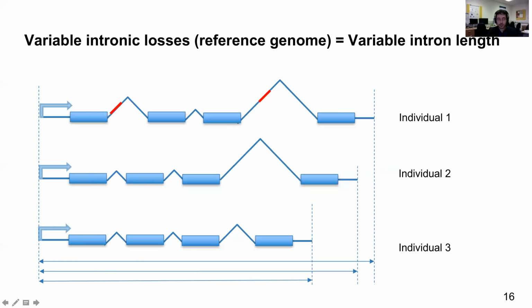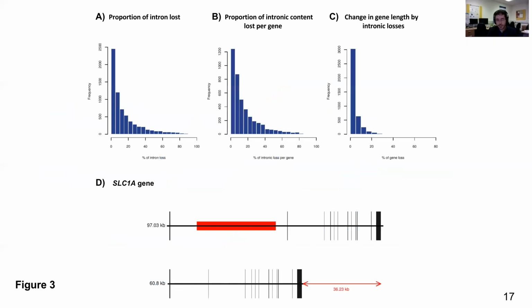And we wonder what consequences this may have, if any, in the population. So we characterize, this is summarized in figure 3 a little bit, what's the proportion of the intron that can be lost. And you can see that there are introns that more than 50% of the intron can be lost here in panel A. And if you see panel C, this will be the effective change in gene length by intronic losses. So some genes may lose up to 10 or even 20% of their size because of intronic variation.